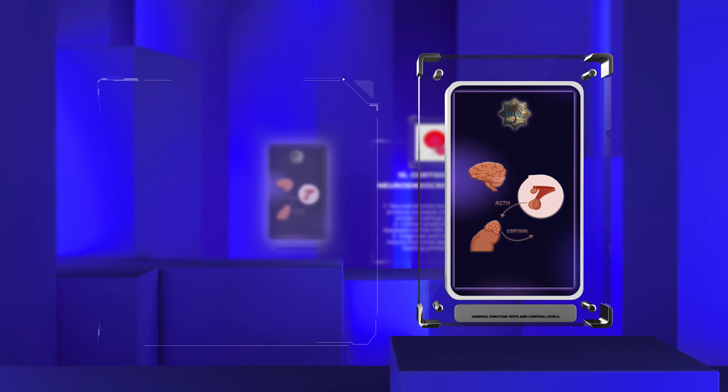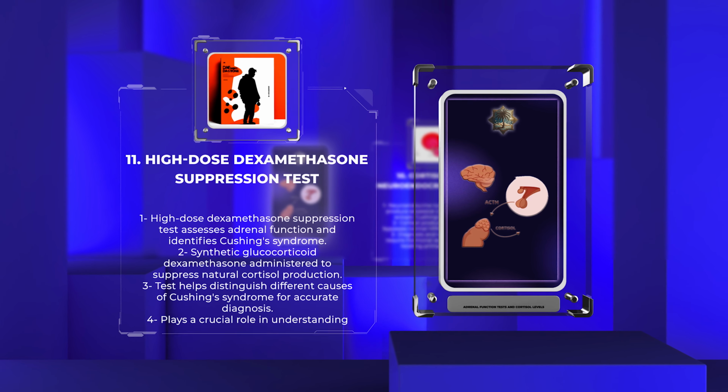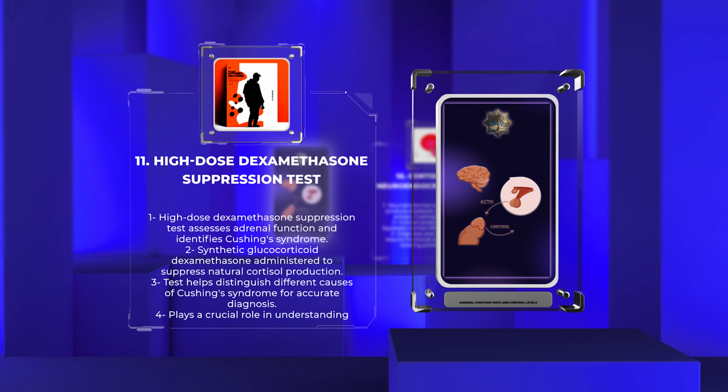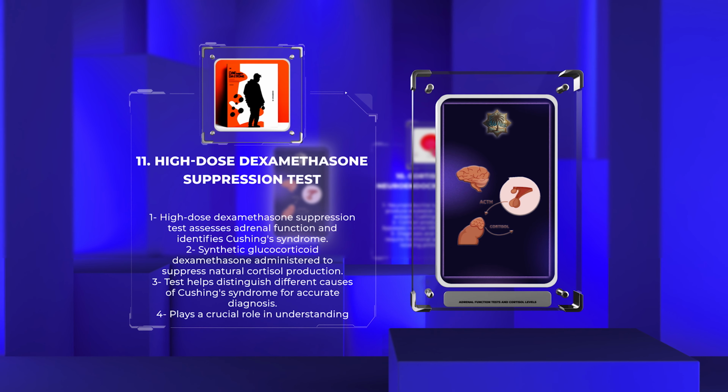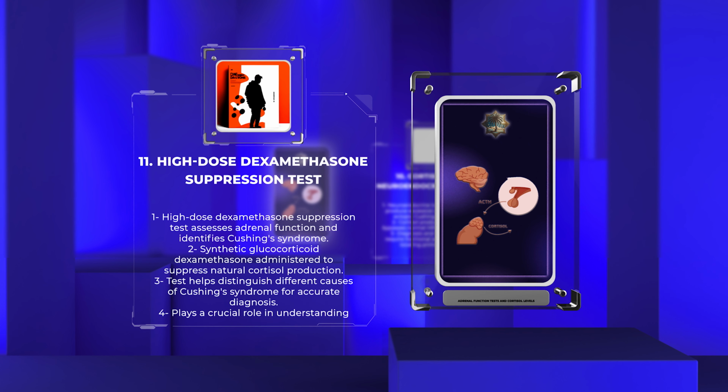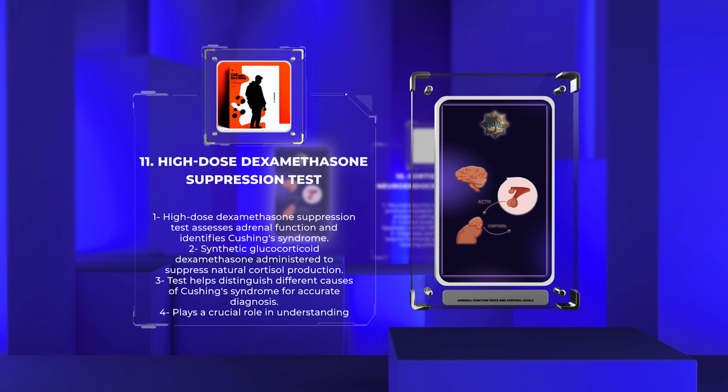The high-dose dexamethasone suppression test is a valuable tool in assessing adrenal function and identifying conditions like Cushing's syndrome. To conduct this test, a synthetic glucocorticoid called dexamethasone is administered in high doses to intentionally suppress the body's natural production of cortisol. By measuring cortisol levels before and after dexamethasone administration, healthcare providers can distinguish between different causes of Cushing's syndrome and make an accurate diagnosis. This test plays a crucial role in understanding adrenal dysfunction and informing appropriate treatment strategies.